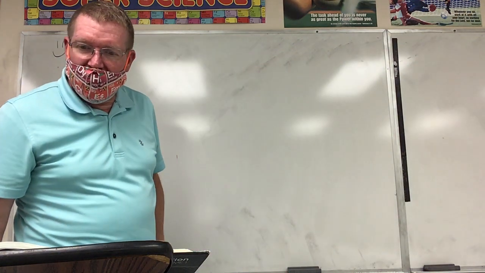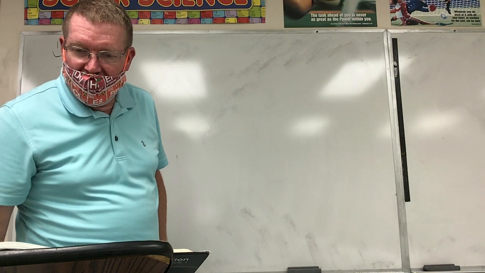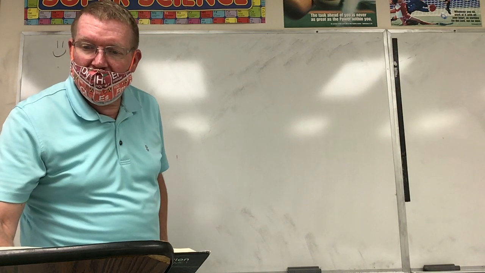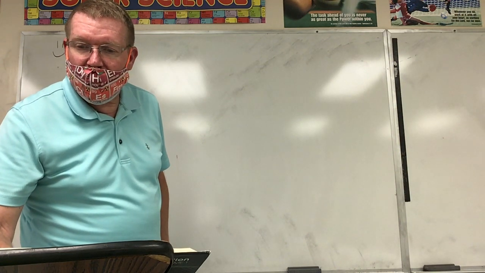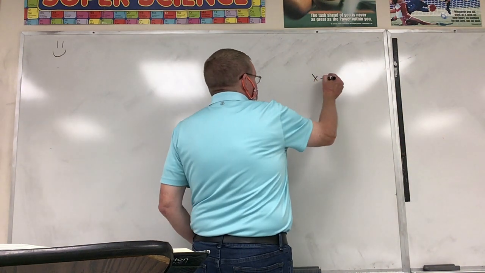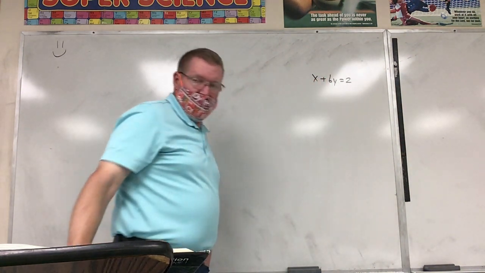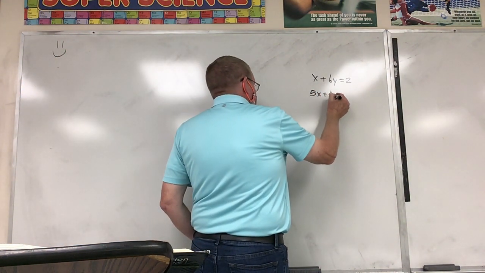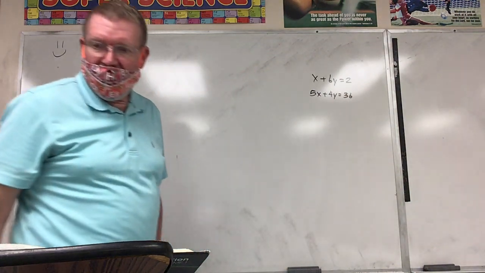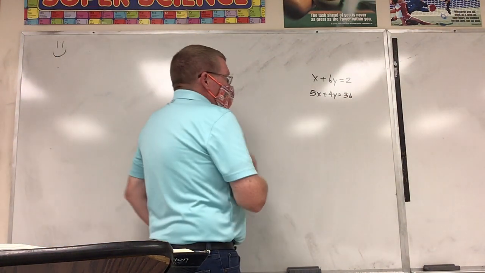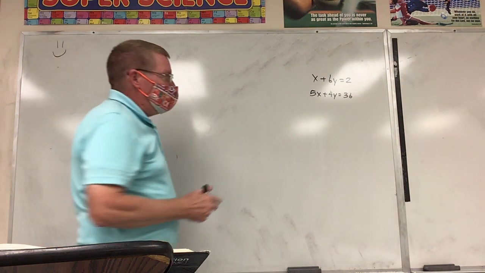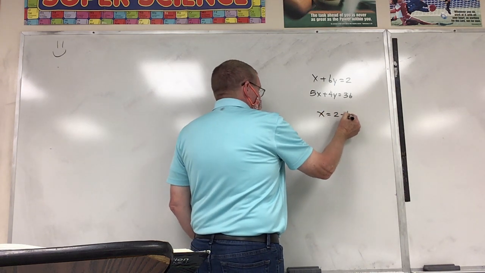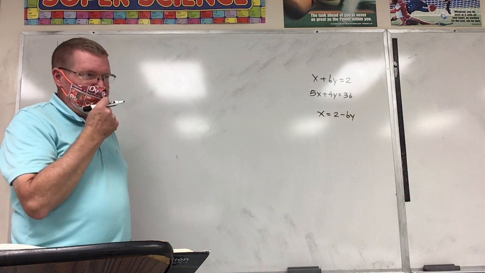All right, the next example. Let's look at another example here. x plus 6y equals 2. 5x plus 4y equals 36. All right, so we're going to find the variable that does not have a coefficient. It's the x. Solve for the x. x equals 2 minus 6y.